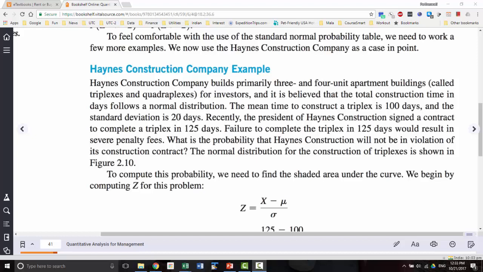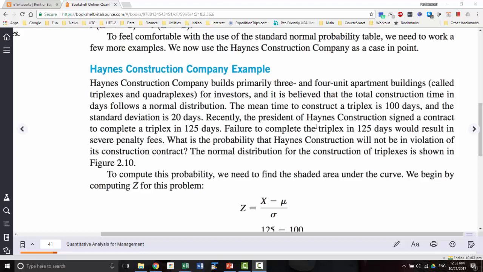So these parameters must be known. If we don't know these two values, then we cannot compute the probability. So the mean is 100, the standard deviation is 20. Of course, sometimes the variance will be given. If variance is given, then you have to convert that variance into standard deviation by taking a square root.